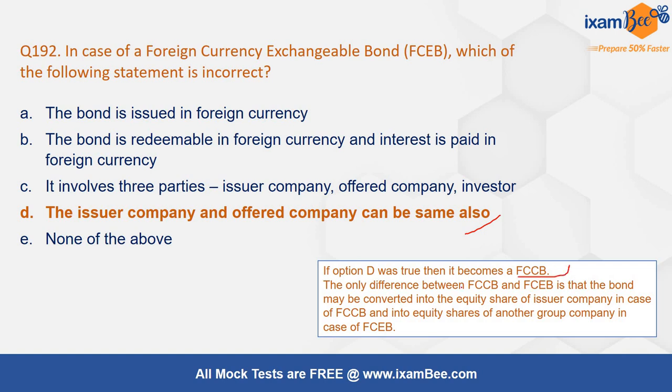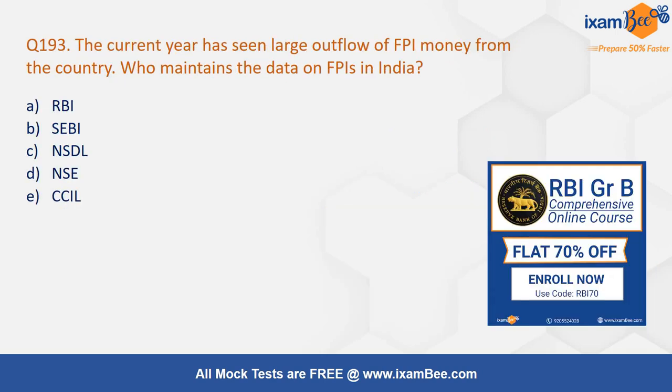The only difference between FCCB and FCEB, EB being exchangeable, is that the bond may be converted into equity shares of the issuer company in case of FCCB and into equity shares of another group company in case of the FCEB. The words exchangeable and convertible: convertible means which can be converted into equity, and exchangeable means it can be exchanged. So exchange, because it is offered by another company.